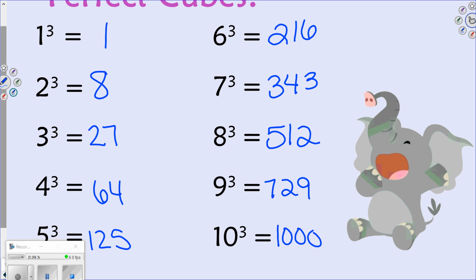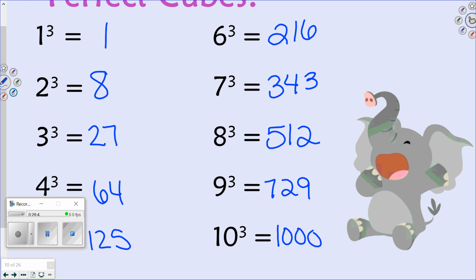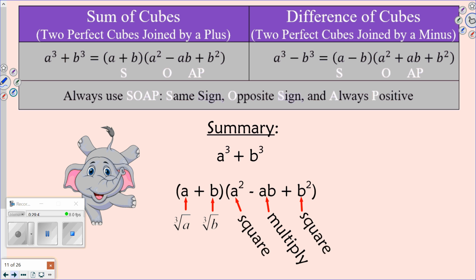All right, but I wanted you to see them, to recognize them, so they start to kind of jump out at you, okay? Now, obviously, that's only the cubes through 10 cubed. There's an infinite number of cubes, but those are the ones you see the most. All right, so here's the pattern. You have to just know the pattern. There's no guess and check. We got to know it.